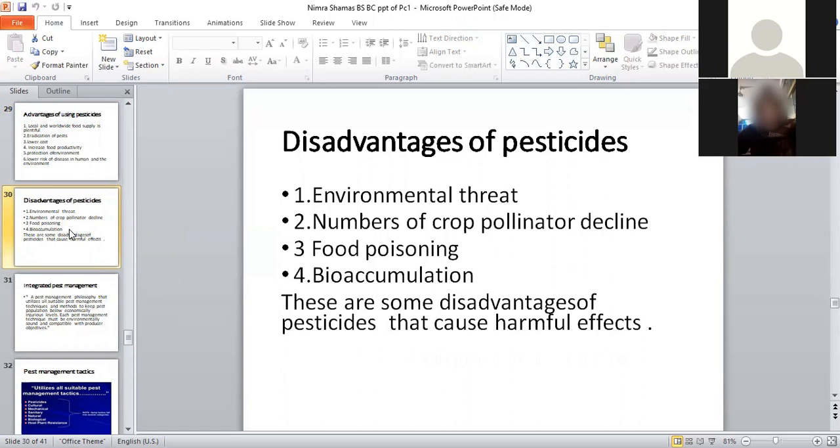There are many disadvantages of pesticide because pesticides are chemicals. So chemicals are very harmful to human life. So they cause an environmental threat. The number of crop pollinators decreases.